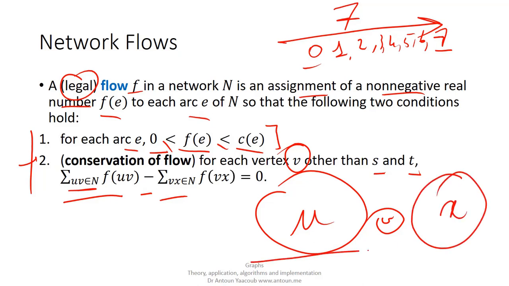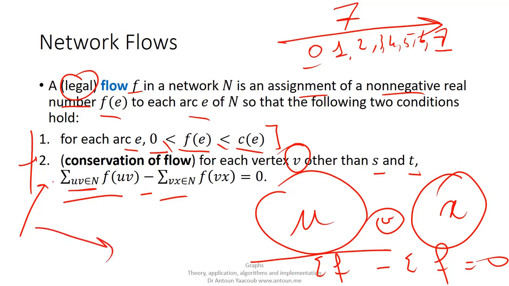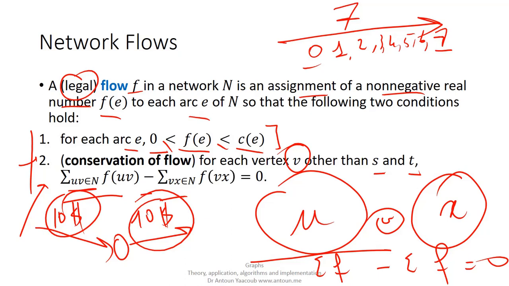So the flow here, the sum of the flow minus the sum of the flow here is equal to 0. The second condition tells us that the flow is conserved. For example, if I receive $10 in my bank and then I need to give $10, it is conserved. Nothing is lost or stolen. So the second condition, called the conservation of flow, ensures that the flow into the intermediate vertex equals the flow out of it.